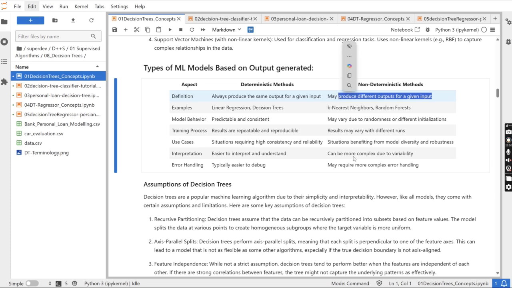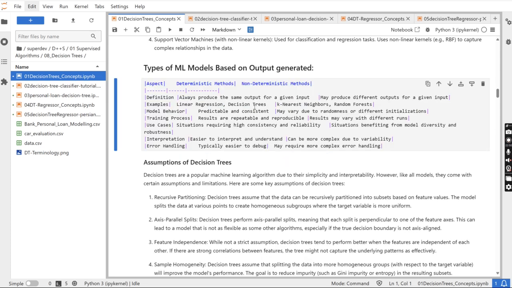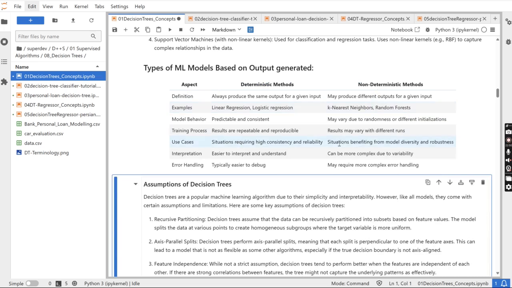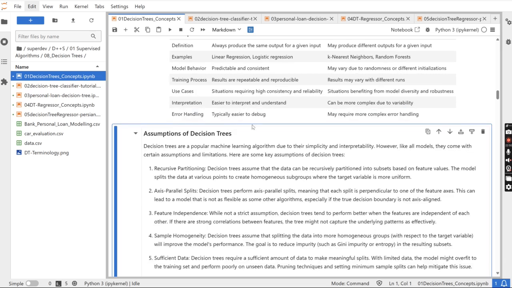For example, trees. You change the data, you will get an entirely different tree structure. Examples of deterministic models are linear regression, and it could be logistic regression, etc. Non-deterministic means you have k nearest neighbors and random forest. Again, you change the value of k, the results will change.